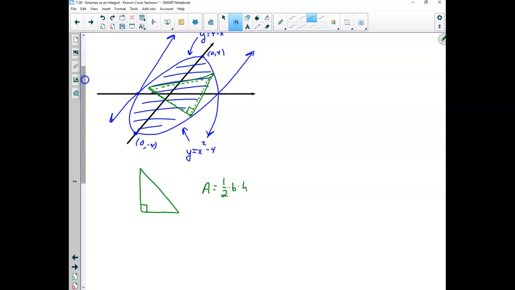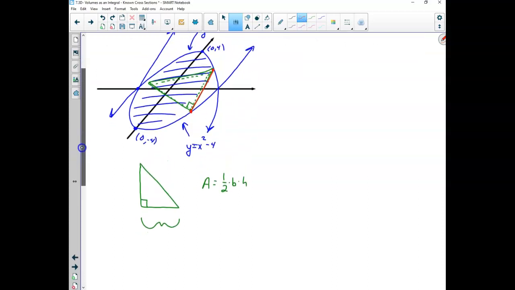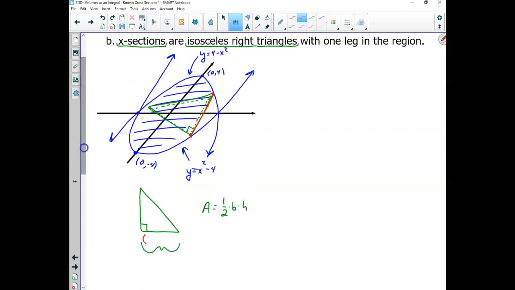Well, we need to see what the length of the base is. If this is my base, that is the length of this guy right here. And how am I going to find the length of that red line? Well, the length of that red line is top curve minus bottom curve. So that base is going to be the top curve of 4 minus x squared minus the bottom curve of x squared minus 4.